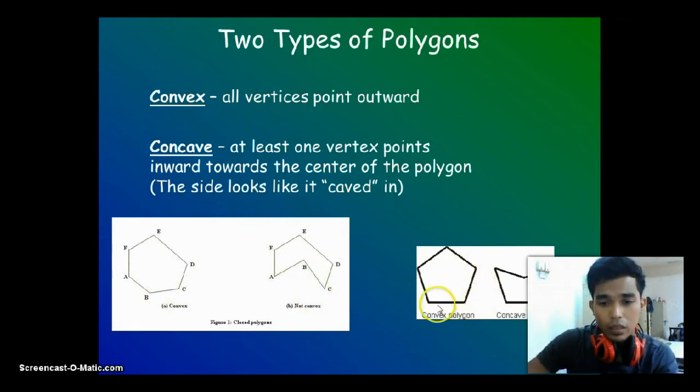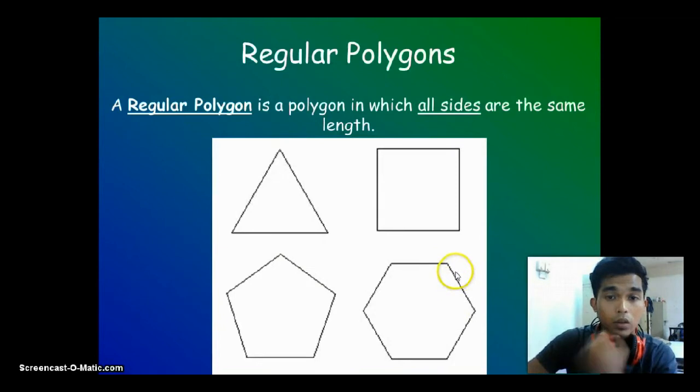On the left-hand side is the convex polygon. As you can see, all the points are pointing outwards. Whereas for the concave polygon, at least one side of the polygon is going towards the center. So here are the differences between the two types of polygons. Regular polygons.